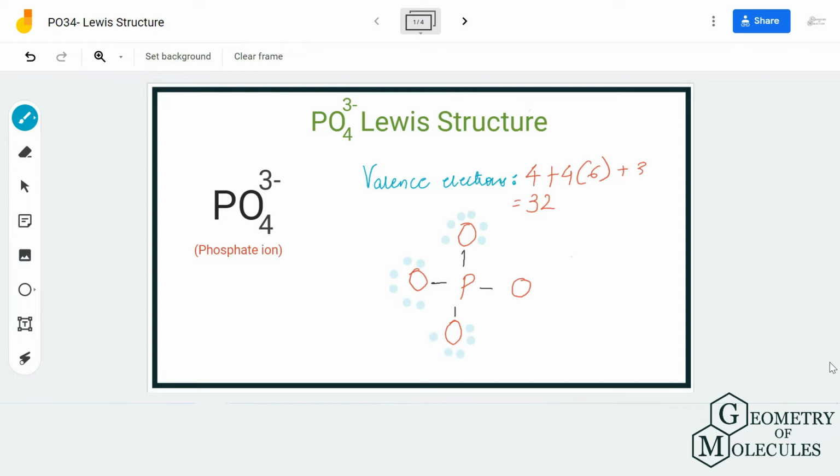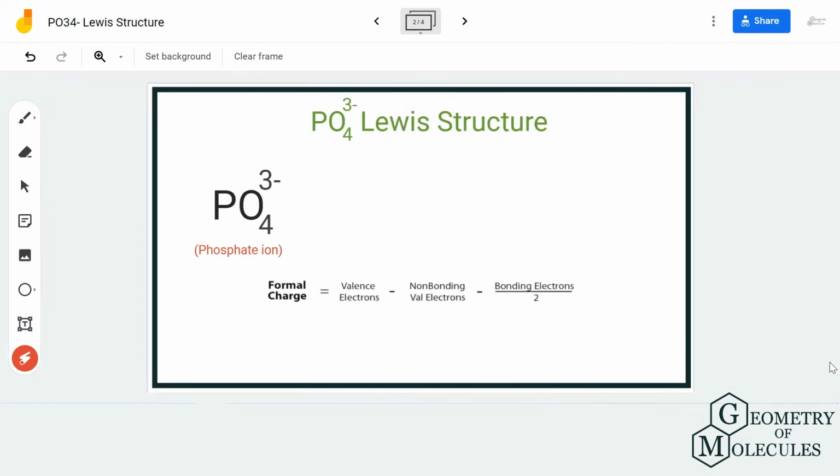Now this may seem like a relevant and accepted Lewis structure for phosphate ion, but hold on. Phosphorus is a period 3 element and it can have more than 8 electrons in its octet, and hence we have to check if the formal charges of all the atoms in this are as per the charge given over here. So for calculating that, we have this formula.